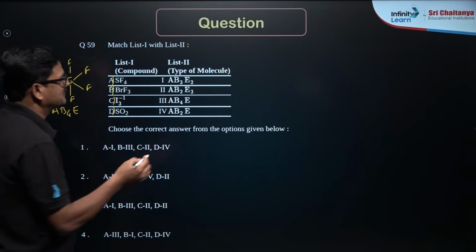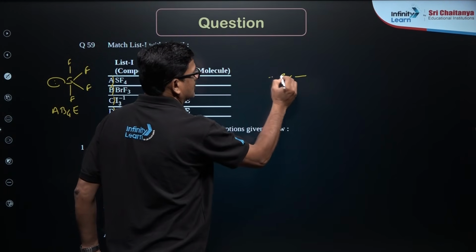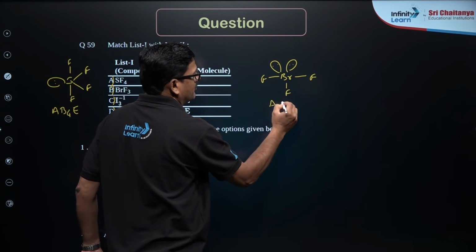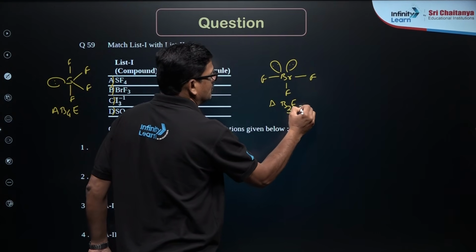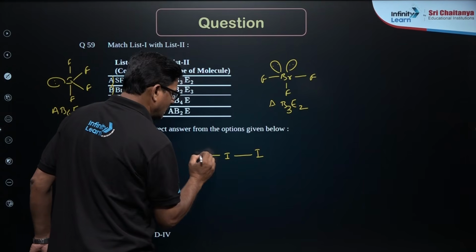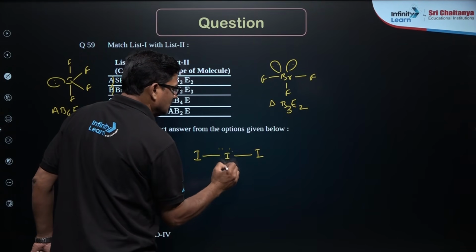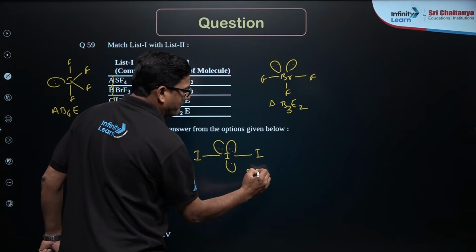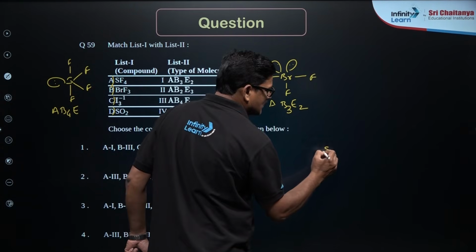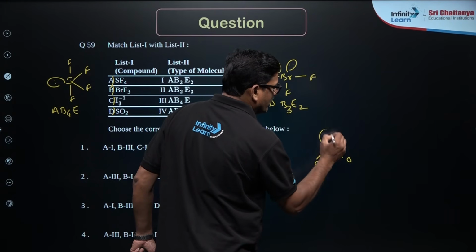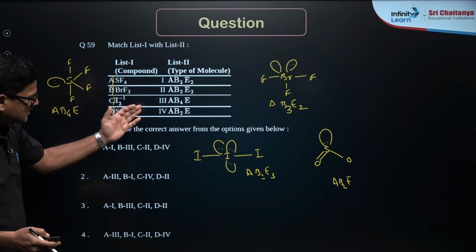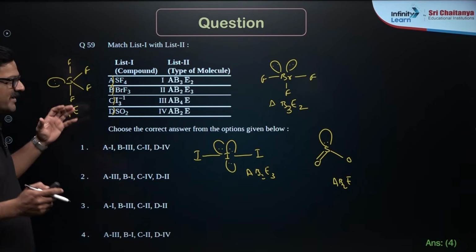And BrF3, Br, F and F, you are going to see AB3E2 type, and I3 minus, iodine and iodine and iodine, you will be having AB2E3 type, and SO2, S double bond O and O, lone pair of electrons, AB2E type. So you can match it, and the answer for this question is option 4.